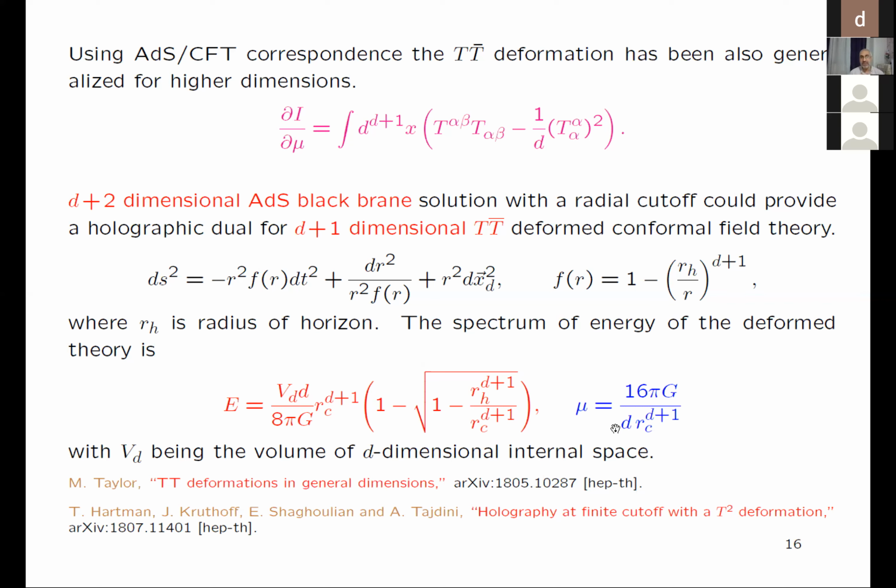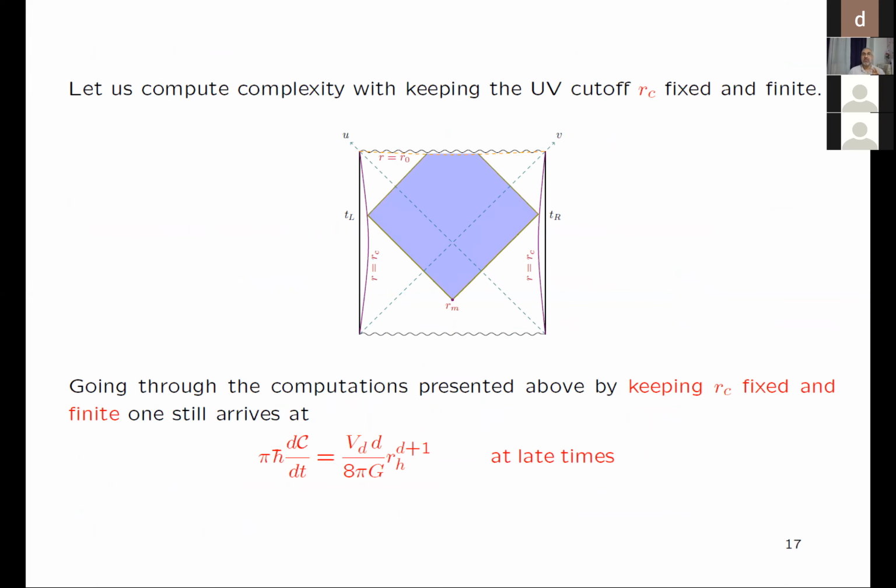Now the aim is to compute complexity for such a system, which means complexity for the case where we have a finite cutoff. It means that we have to redo the same computation I did before. Of course, I didn't show you the explicit computation, I just showed you the final result. But in principle, we have to go through the whole computation, with the assumption that RC is kept fixed.